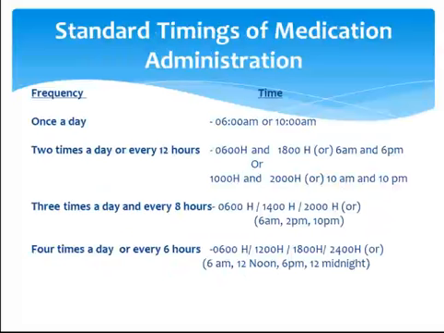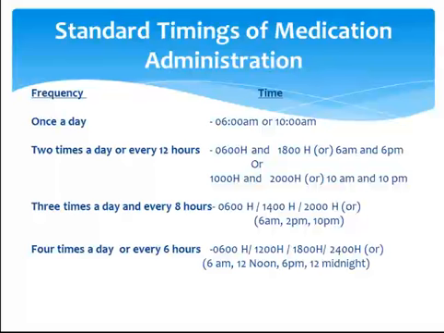There are standard timings of medication administration. These are the frequency and the particular time when it should be given. Like once a day, it should be given at 6 a.m. or in other hospital, it is given at 10 a.m. 2 times a day is given at 600 hours or 6 a.m. and 1800 hours or 6 p.m. or it is every 12 hours, which is given at 1000 hours, which is 10 a.m. and 2000 hours, which is 10 p.m.